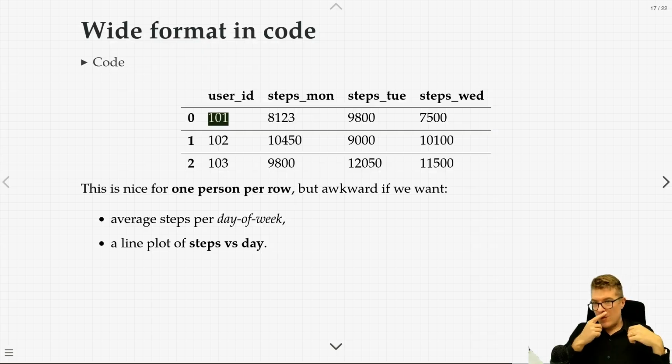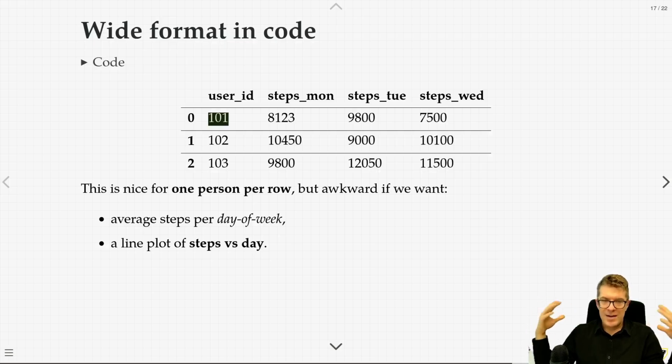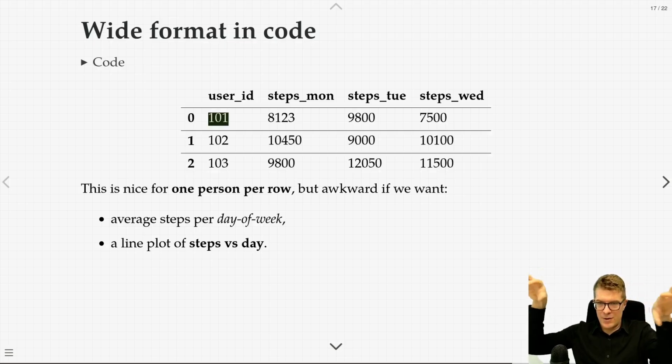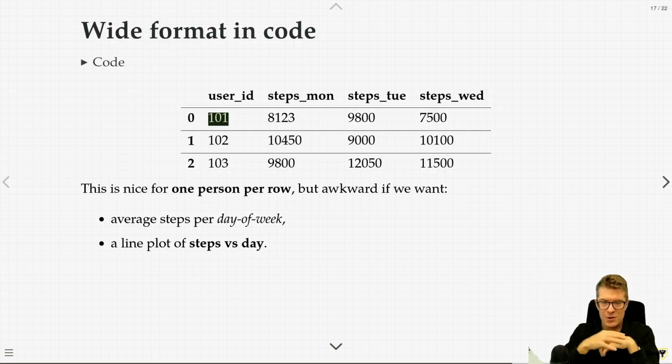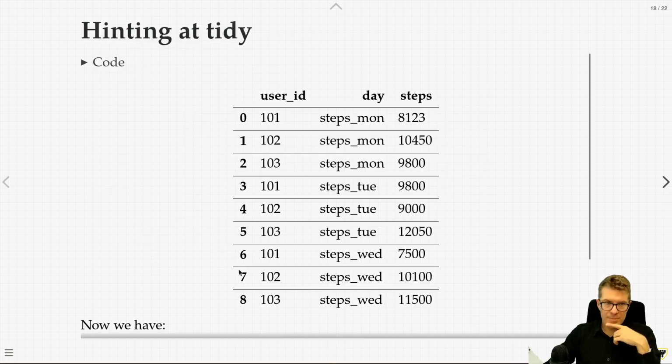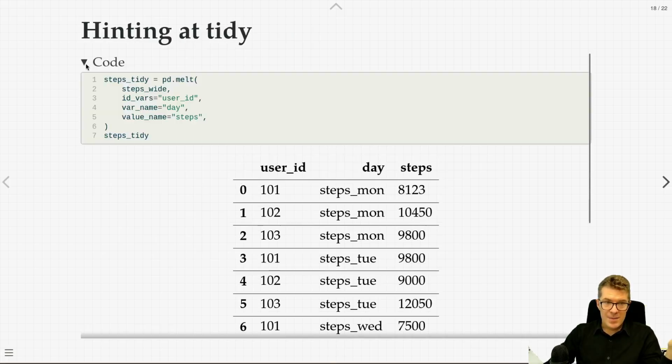We have maybe multiple iterations of Mondays, multiple Tuesdays, multiple Wednesdays if we keep on measuring data for these users. And if we wanted to average steps per day of week, we're going to have to dig into all the columns, extract those columns referring to Mondays, and then average those and do all these extra steps. It's also going to be kind of difficult to do line plots of steps per day as these tables get wider and wider and wider. Tidy might be a bit easier.